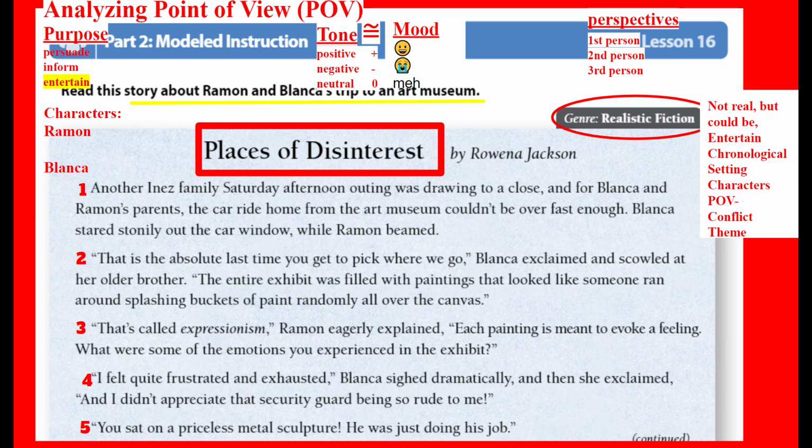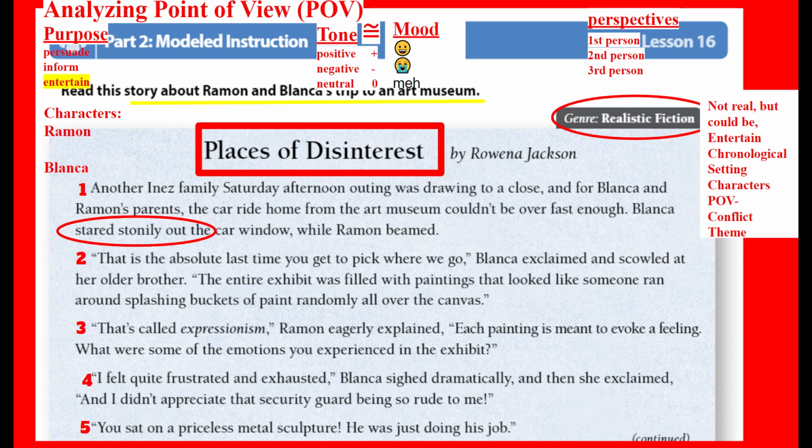So next, we're going to try to analyze this passage and see what we can make of the characters Raymond and Blanca. So we're going to look at some of Blanca's actions first. So in paragraph number 1, that very last sentence says that Blanca stared stonily out the car window. So if you were staring stonily, do you think that you were happy?